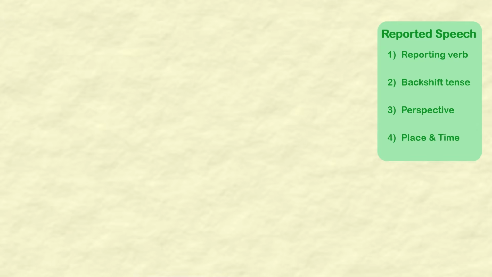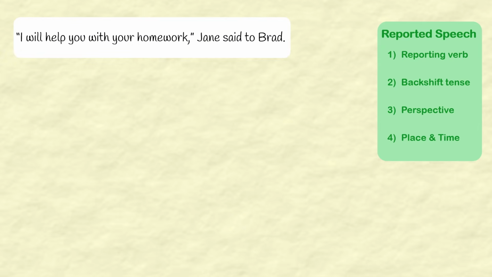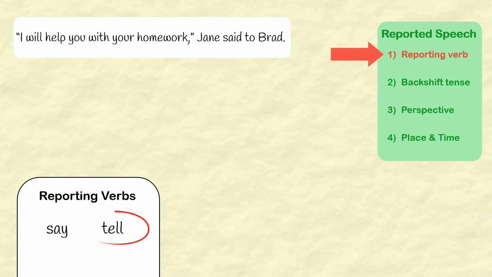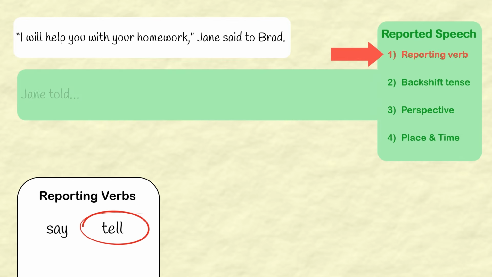For our fourth example, we'll work with direct speech that uses future tense. Here it is. I will help you with your homework, Jane said to Brad. First, we choose our reporting verb. I'm going to use tell again. Jane told. Now remember that tell takes a direct object. Who did Jane tell? Brad. Jane told Brad.